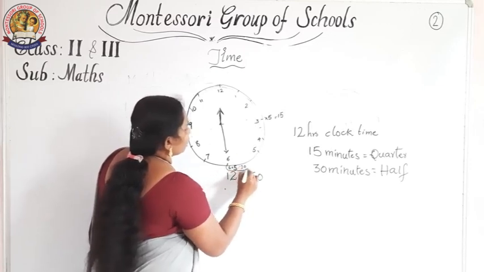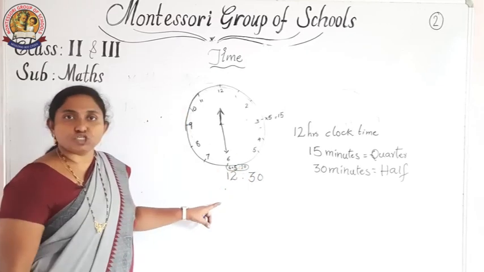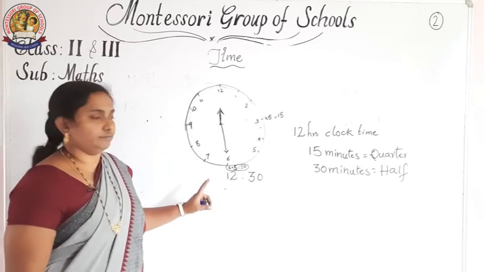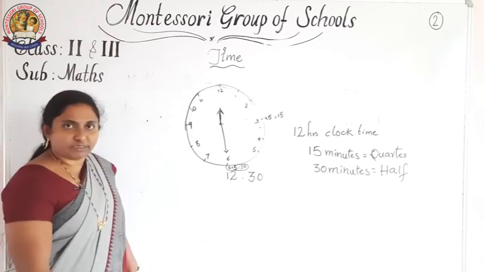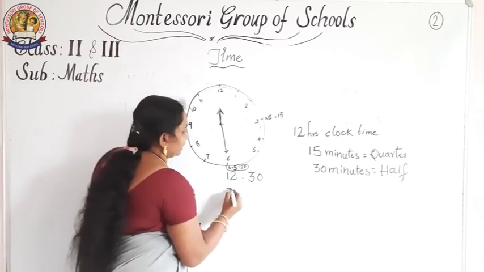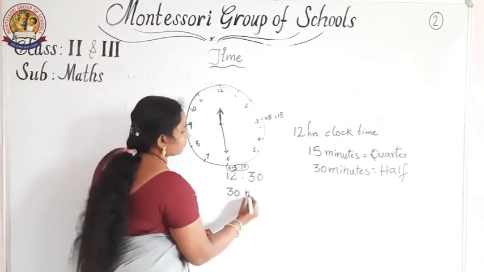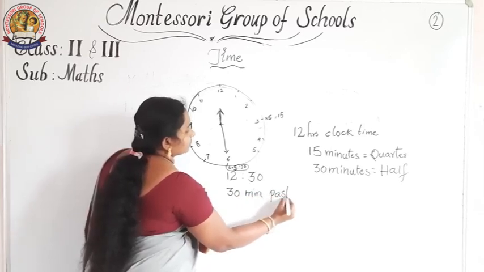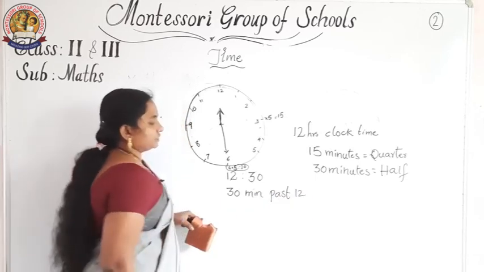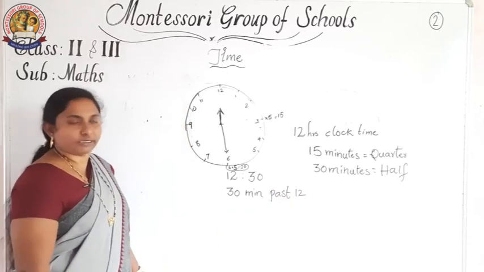So now 30. Now the time is 12:30. How do we write this number in words? So 30 minutes past 12.